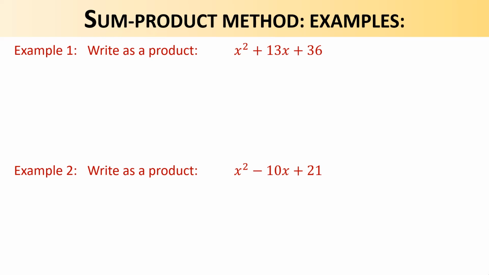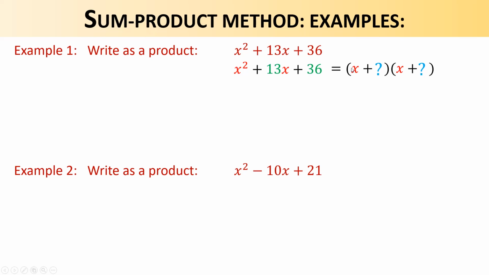Okay, so let's look at a few more examples, especially to see some tricks about how you can find those two numbers that you're looking for, because that's usually the most difficult part. So we are given this formula and we need to write it as a product. So that means we're going to write it as the product of x plus something times x plus something else.